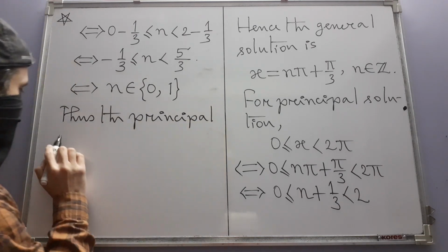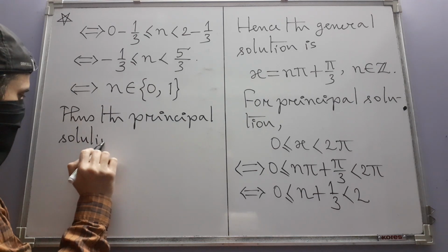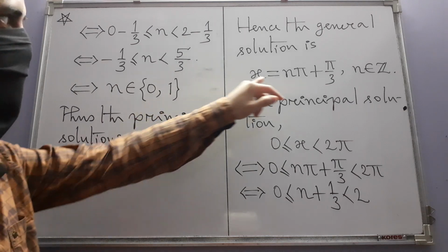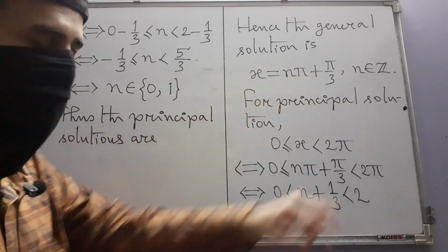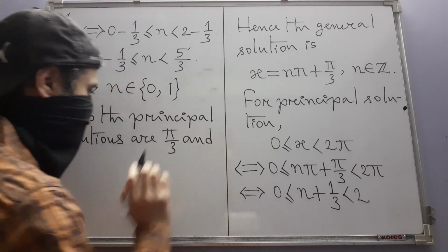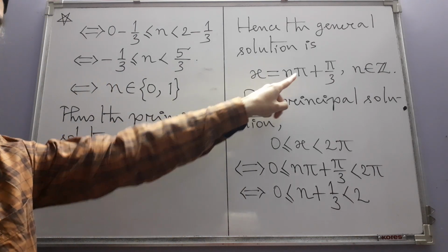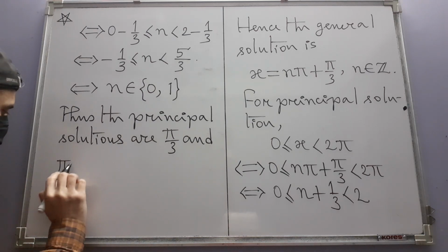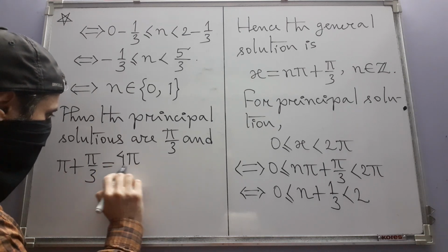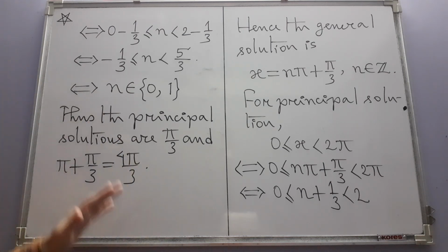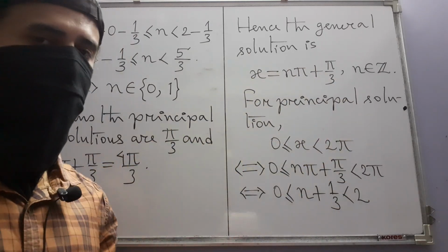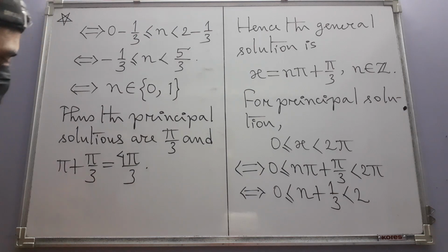Thus, the principal solutions are the one that you obtain by putting n equal to 0, then x becomes pi over 3. And the other one when you put n equal to 1, which is pi plus pi over 3, which is 4 pi over 3. These are the only solutions among the infinitely many solutions that satisfy these inequalities. So, by definition, they are principal solutions.